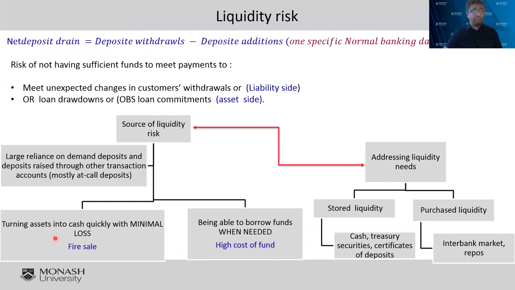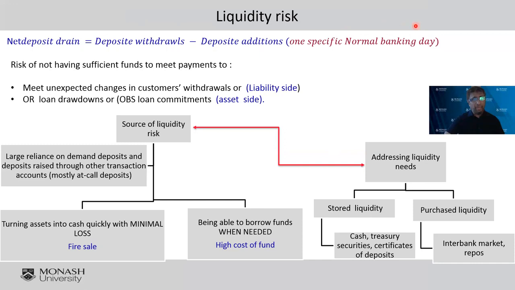Now, this is maybe a mind map. This is what I want you to understand. This is what happens every day in the bank. We have something called net deposit drain. Now, the net deposit drain is actually the deposit withdrawals minus the deposit additions. And this applies every day. Every day you can calculate how much the net deposit drain is.